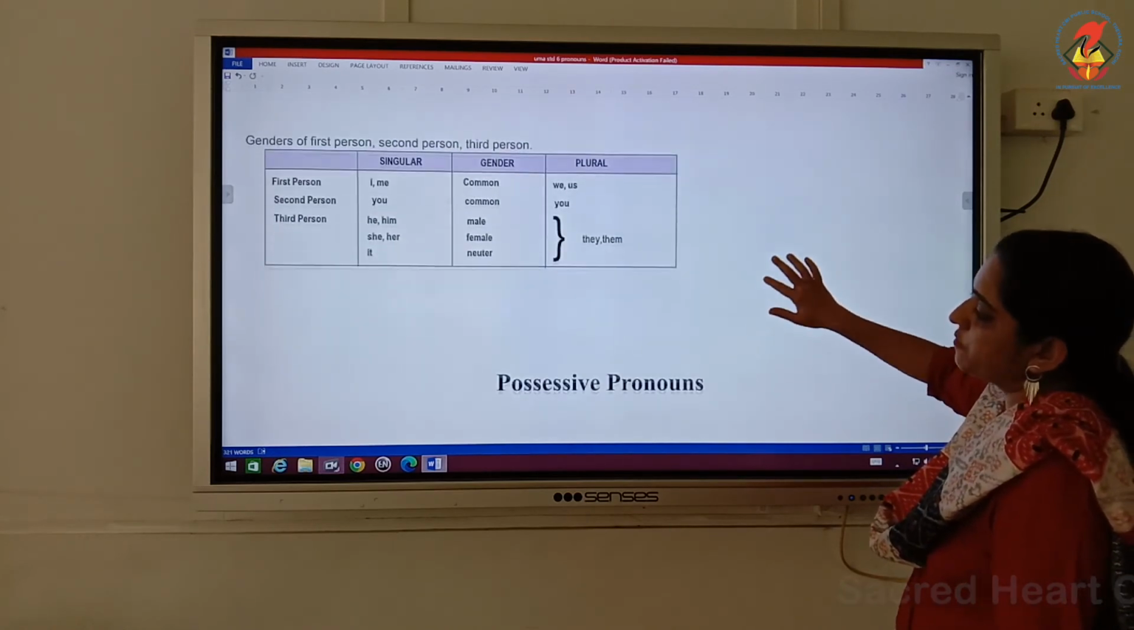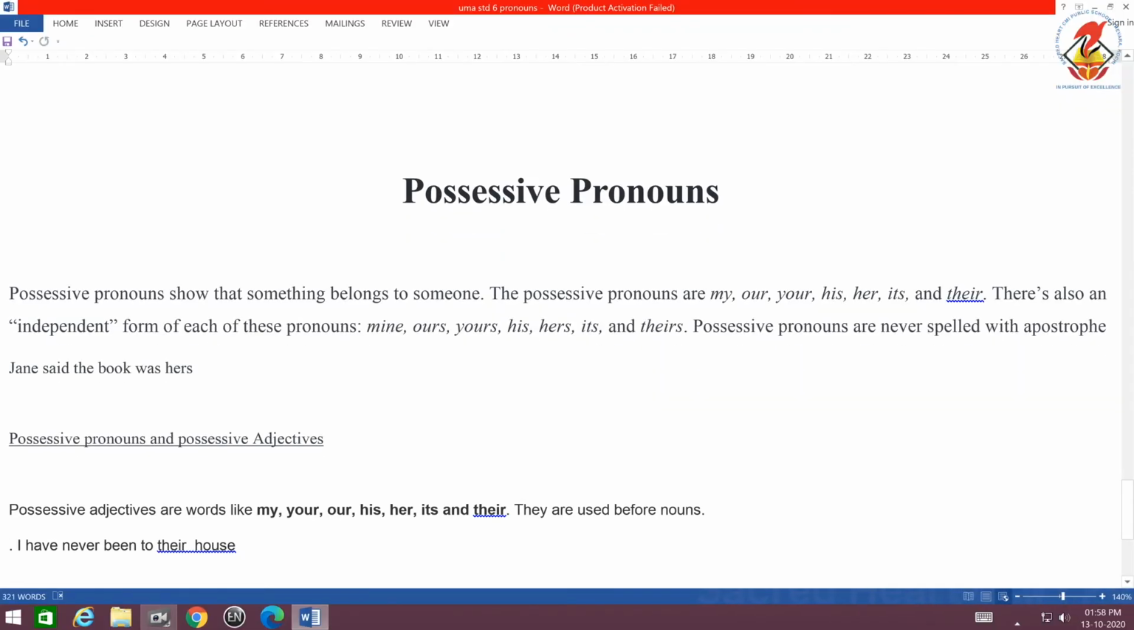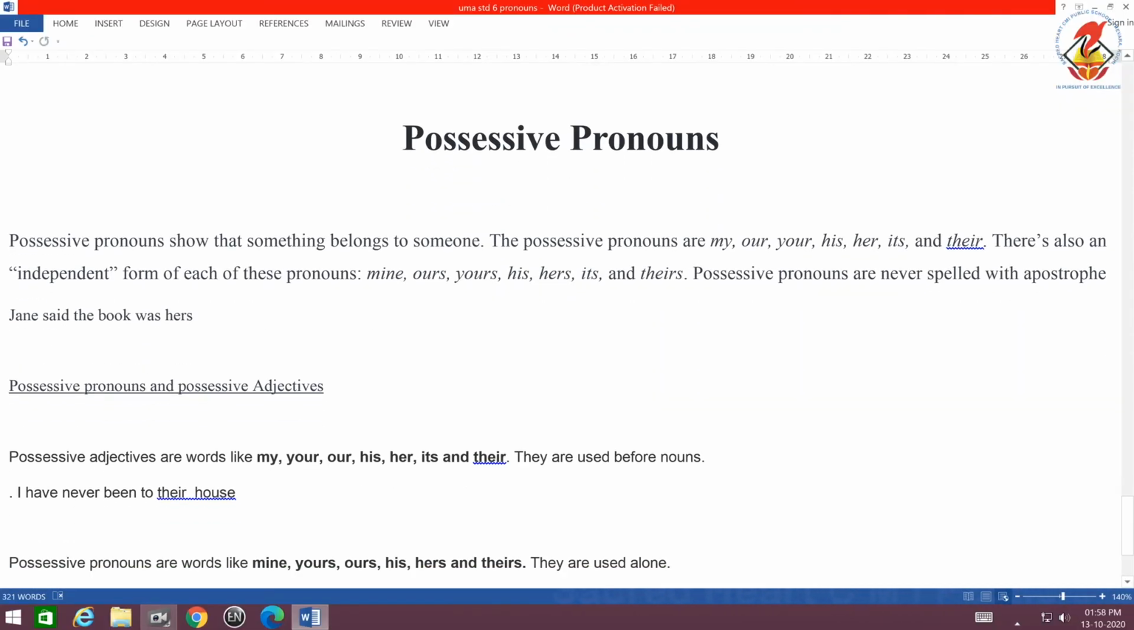Now, possessive pronouns. Possessions means what? Belonging, is it? Then possessive pronouns show belongings. See the example, Jane said the book was hers. The word hers belongs to possessive pronoun. Then its, his, your, our, my, their, all these are possessive pronouns.